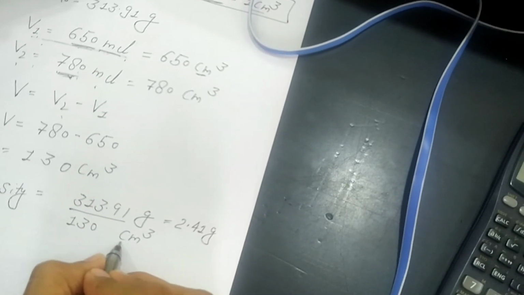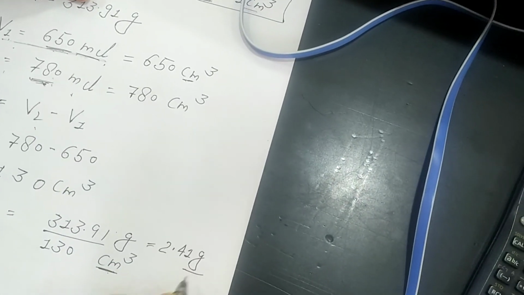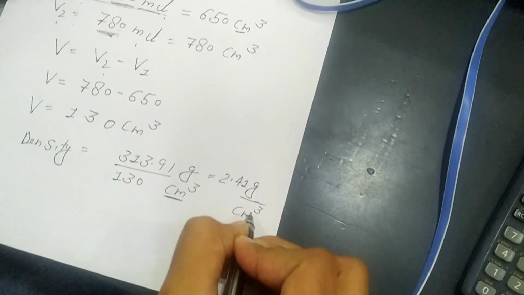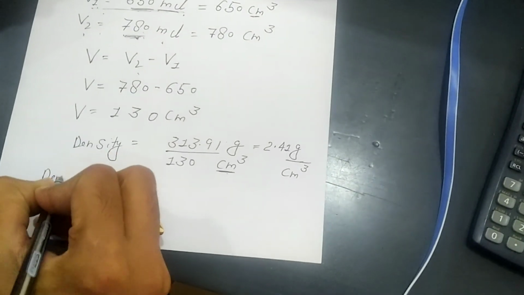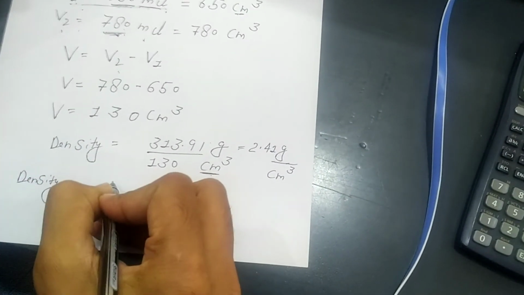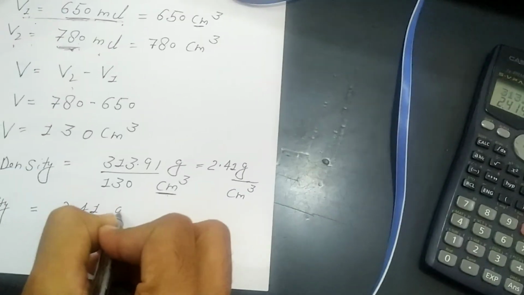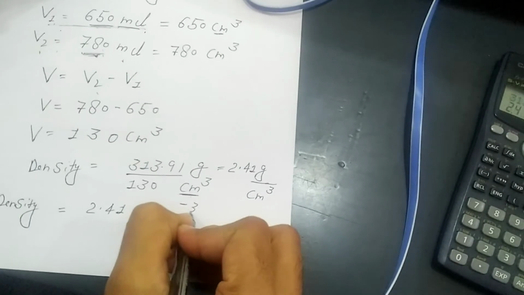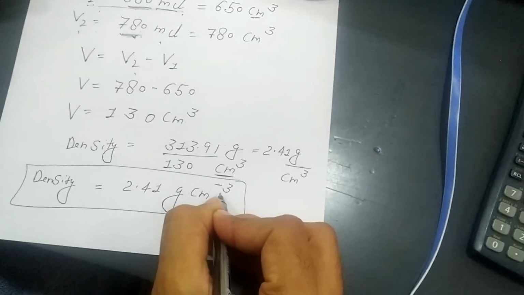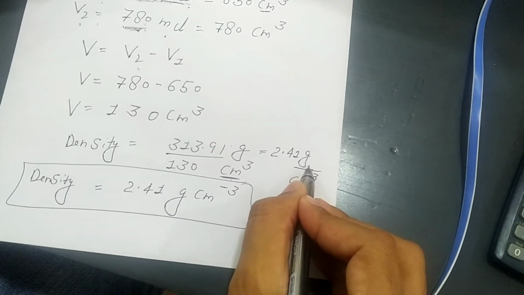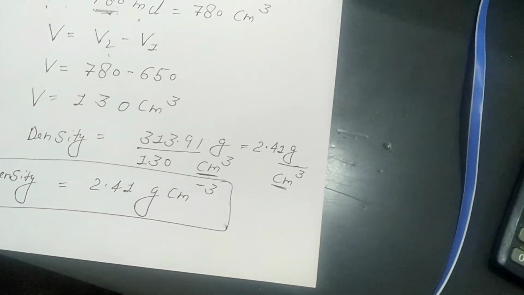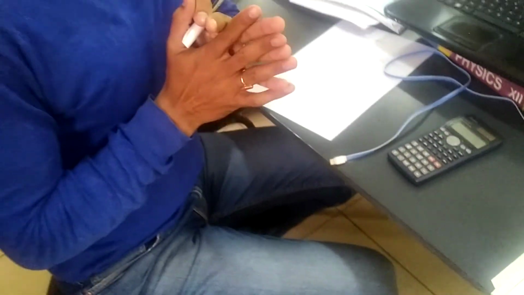And see, this is in the denominator and the power is positive. I'll write centimeter cube. If I write it in the numerator, the density will be 2.41 gram per centimeter cube. So why has it become negative? Because earlier it was in the denominator with a positive power, and when it goes to the numerator, it becomes negative, right? So this is the density of this irregular object, which was measured using a measuring cylinder, right?